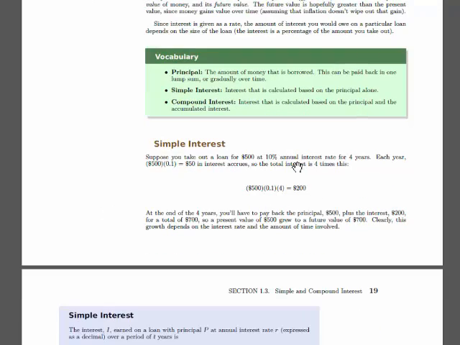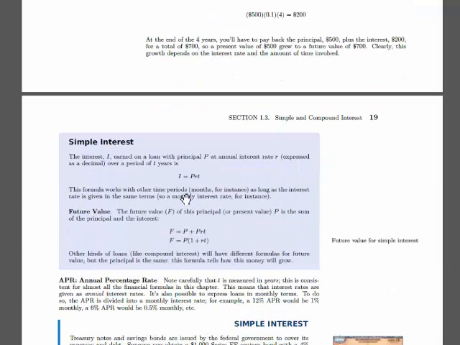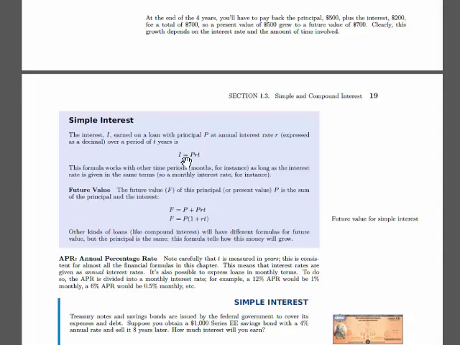For simple interest, we'll go ahead and jump straight to the formula, where interest equals PRT. Of course, for compound interest, there's a different formula that calculates the interest, but that's the one for simple interest. And then, as we stated, we talk about future value, where the future value equals the present value, or the principal, times 1 plus R, the interest rate, times T, the number of years.